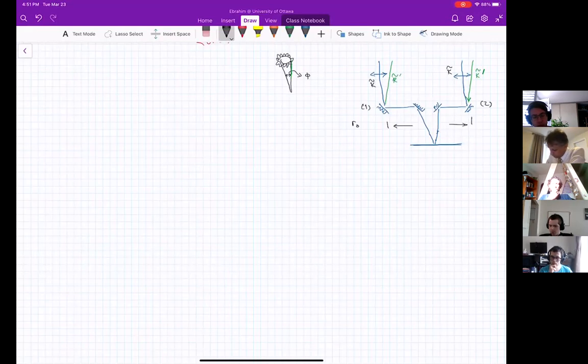Field at telescope number 1 is the field that is coming from the star. Okay, I will call it K. Then e power of i K. Look, one is coming from this side, which is K, and the other one is coming from this side, which is K prime.